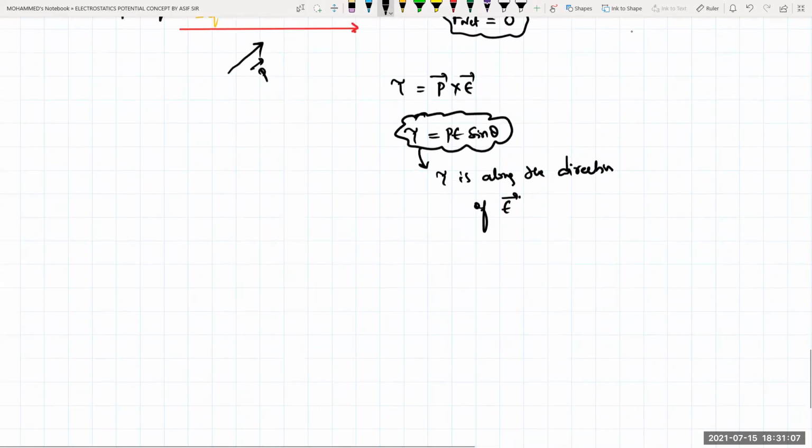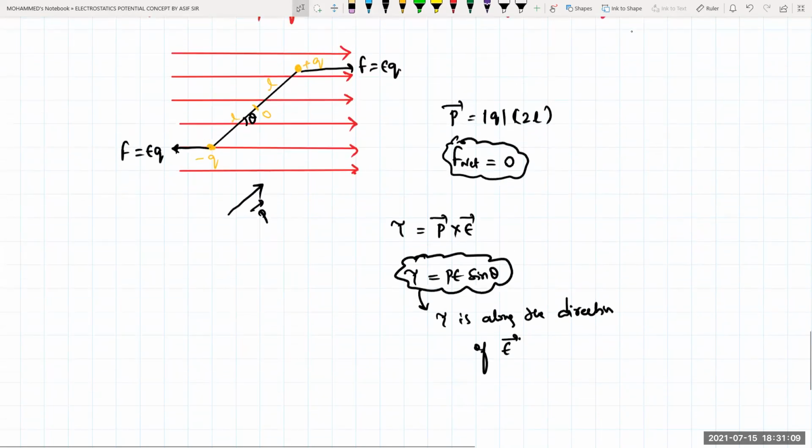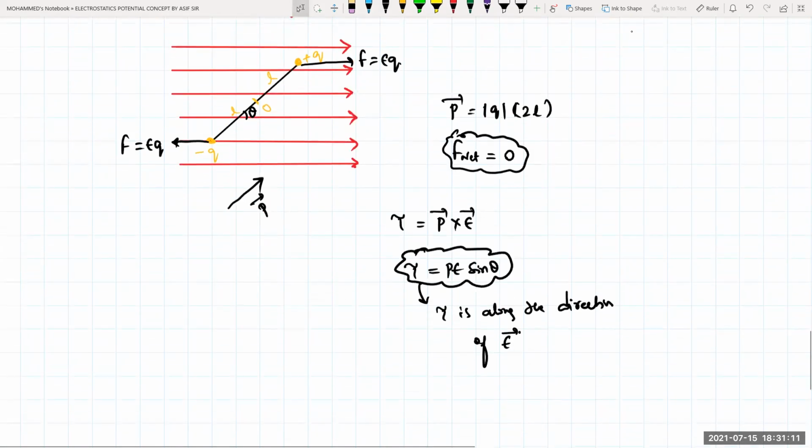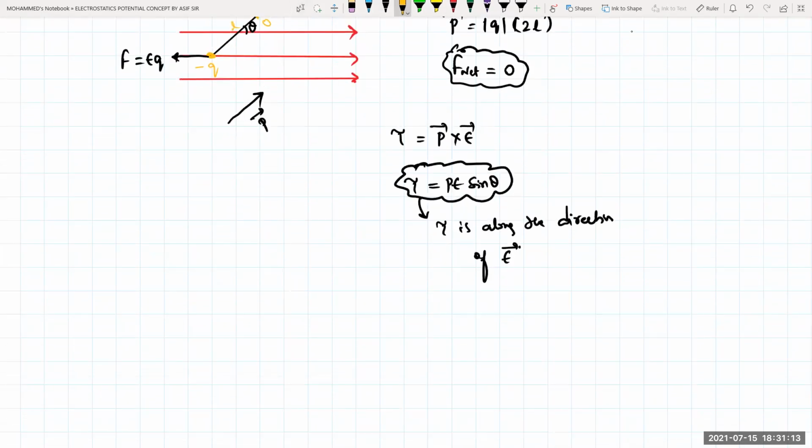Now if I'm rotating from theta 1 to theta 2, beta, I'm not writing everything, I'm just telling you roughly, students. Right now this is your minus q and this is your plus q, and with the x-axis it was making an angle theta 1. Now I'm rotating it to a new angle. Right now this is your plus q and this one is your minus q. That means this angle is how much for me? Your theta 2. So I'm rotating it from theta 1 to theta 2.